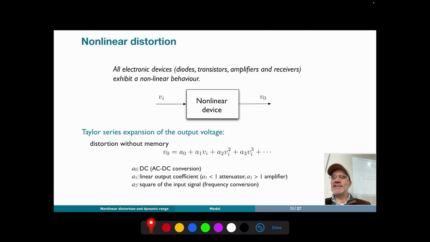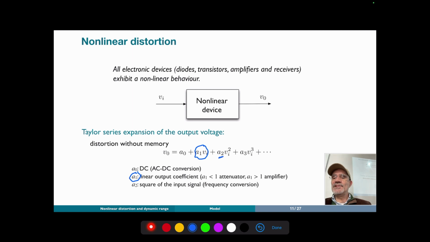And so we see that this term here is the linear term, right? And so if all the other terms were zero, then the output voltage would be linearly proportional to the input voltage. And so this coefficient here, A sub 1, is the linear output coefficient. If A sub 1 is less than 1, then we have attenuation of the signal. If it is higher than 1, then we have a gain, or an amplifier.